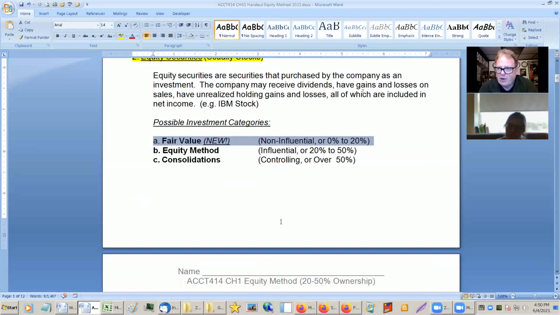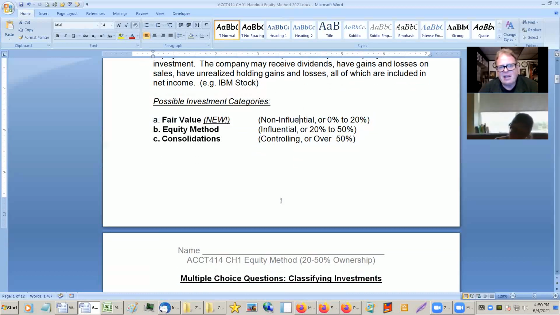So now notice you didn't sell the stock, but if it goes up in value, so they talk about the fair value, and the fair value for something like IBM will just be whatever's in the stock market price. Okay, now that's if it's non-influential. So now, meaning you own under 20% of that company's stock, right?